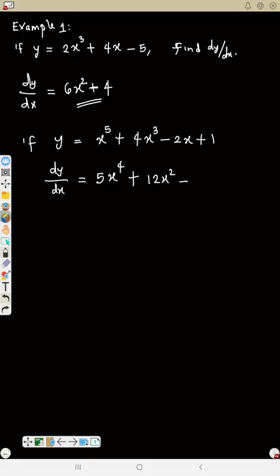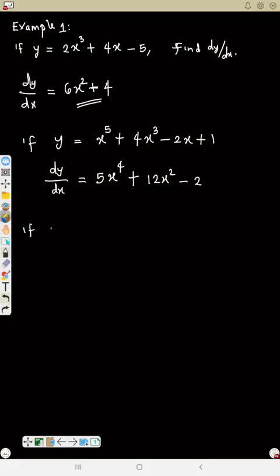That will be then minus 2, because this x is to the power 1. So the x, you just remove the x. We've done that too. So plus 0. I don't need to be writing 0, because this 1 is a constant, so its dy dx will be 0. So that means the answer is 5x raised to power 4 plus 12x raised to power 2 minus 2. Answer.